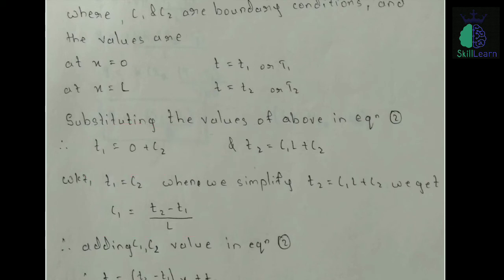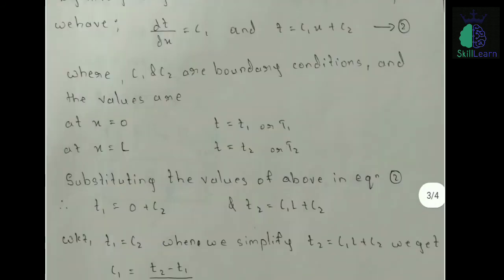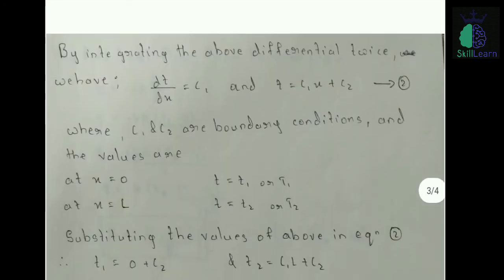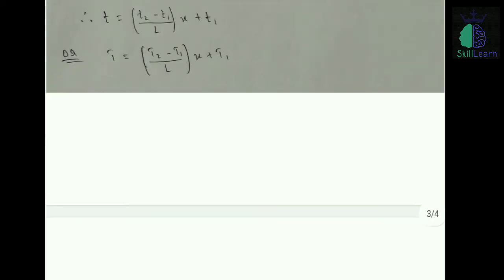Adding the values of C1 and C2 in equation 2, we will get T is equal to T2 minus T1 divided by L into x plus T1. This can also be written in capital form, so there will be no problem in writing that.